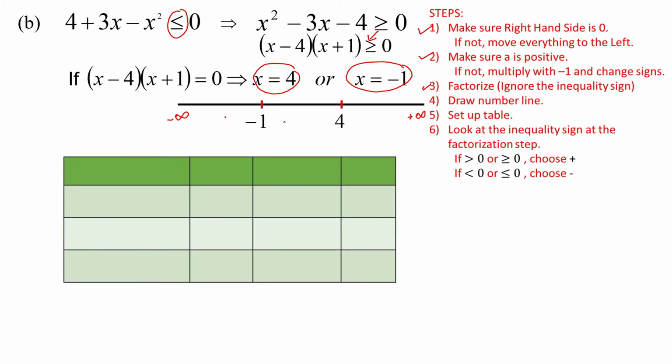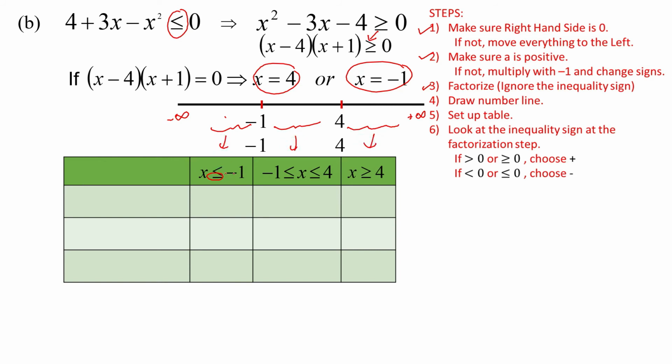Right, so the first row will be the regions. So we have 1, 2, 3 regions here. Draw your inequality signs there. x less than and equal to -1. Here, -1 less than and equal to x, x less than or equal to 4, and here x greater than 4, according to the regions.